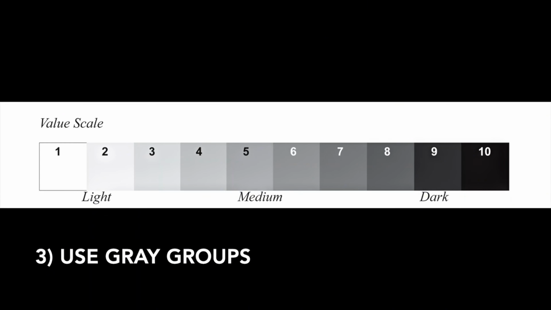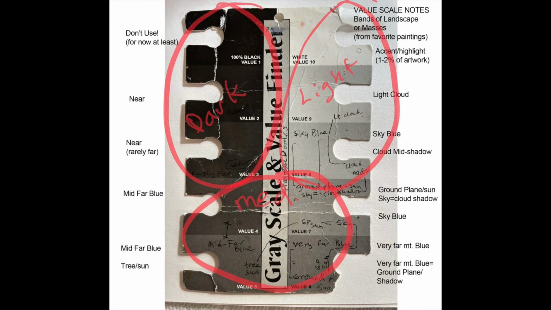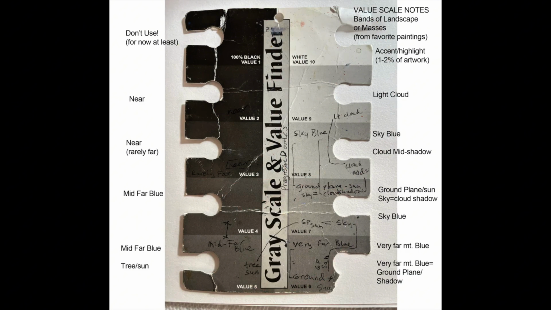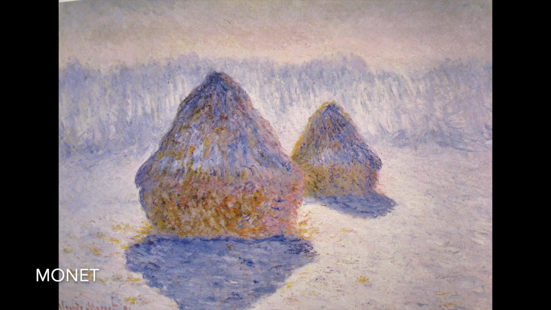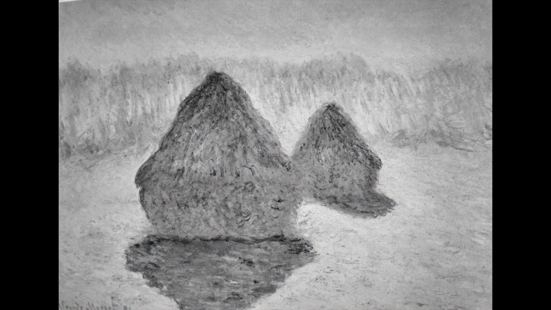My third tip is to really use the gray groups wisely, meaning light, medium, and dark. I have this beat up value scale that shows a lot of master paintings I've looked at over the years to try to understand this concept further. Claude Monet did some wonderful snow scenes, and sometimes he used a little more color, but if we look at this in black and white, we can see the shapes are so strong and simple, and he's really grouping together his masses. These two haystacks are tied together.